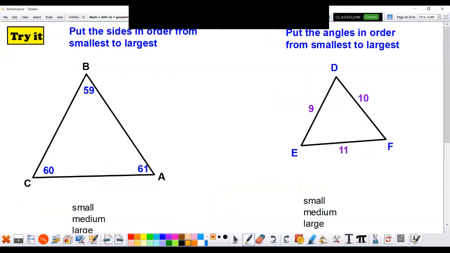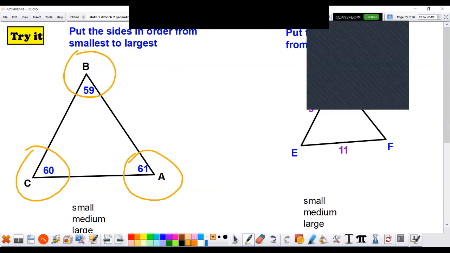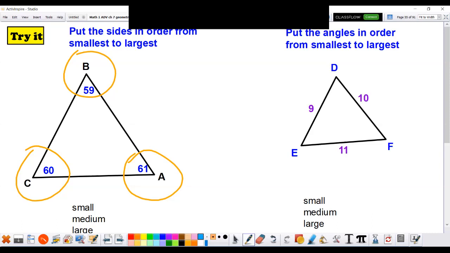Look at this. I want you to figure these out. Over here, I have three angles, A, B, and C. Put the sides in order. Okay, pause it. The smallest angle is angle B. So what side is the smallest? Go opposite angle B, 59 degrees. That's the shortest side, AC.